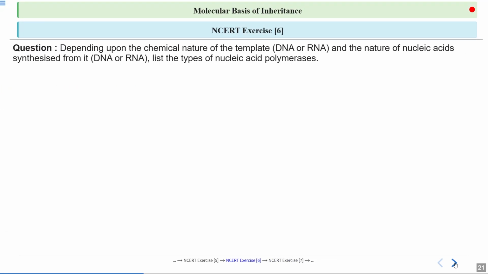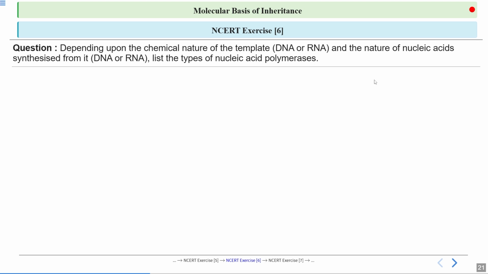Now let's come to the next question. This is NCERT exercise question number 6. Let's see what this question is saying. Depending upon the chemical nature of the template, whether it is DNA or RNA, and the nature of the nucleic acid synthesized from it, what kind of nucleic acid is going to be synthesized from that template, list the types of nucleic acid polymerases.